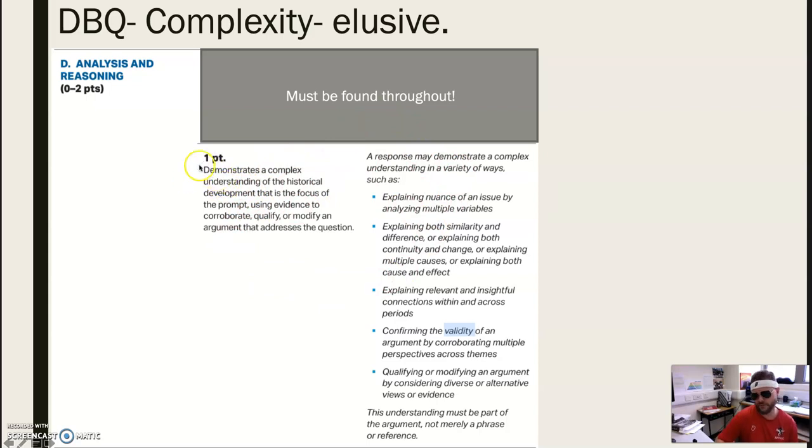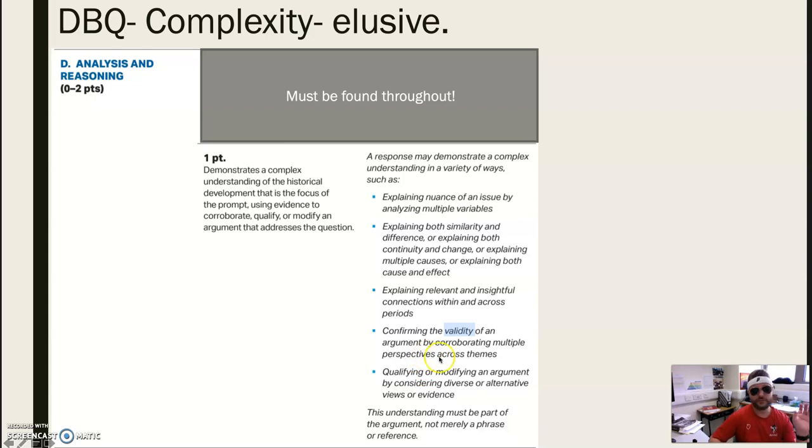The way it says here in the rubric, demonstrates a complex understanding of the historical development that is the focus of the prompt, using evidence to corroborate, qualify, or modify an argument. So there's a number of different ways you can do this, right? Explaining nuance, explaining both similarity and differences. Really, if you go through this, what they're looking for is, can you explain both sides, right? Do you have depth in there?